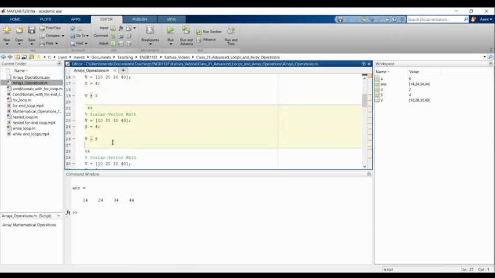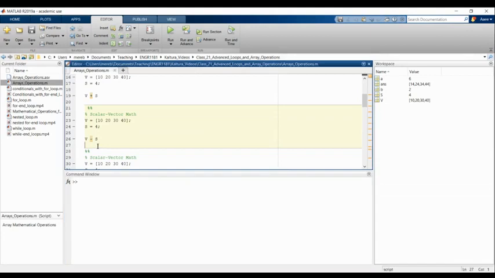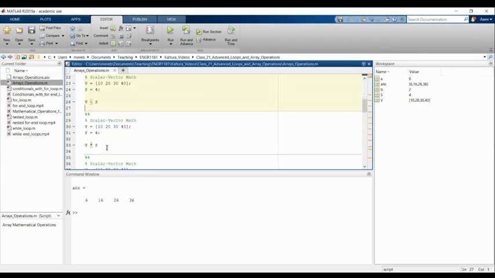And we could do subtraction. So 10 minus 4 is 6, 20 minus 4 is 16, 30 minus 4 is 26, and 40 minus 4 is 36. So again, stepwise, and we just used the minus without a dot.